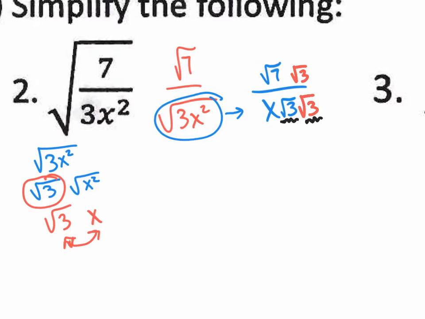No more square root. Whenever you multiply a square root with itself, the square root disappears and the inside value is your answer. So on the bottom, we truly have x times 3, no more square root.